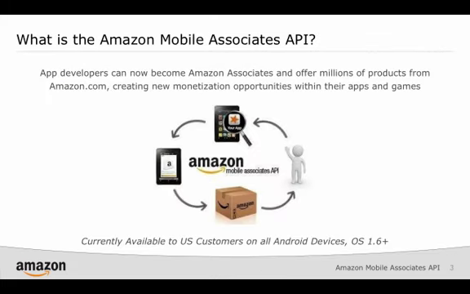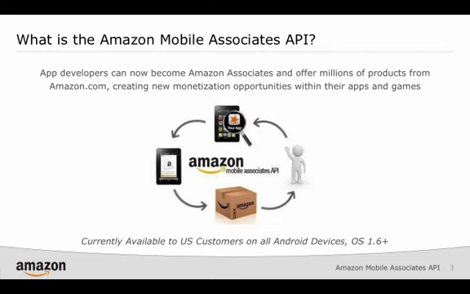Before we launched the Mobile Associates API, or MAA, if developers wanted to create additional revenue channels for their apps, they had a choice between a freemium model with digital in-app purchasing or subscriptions, or using mobile ads. With the Mobile Associates API, developers now have a new way to monetize their apps and games by offering contextually relevant goods through Amazon's world-class fulfillment network.